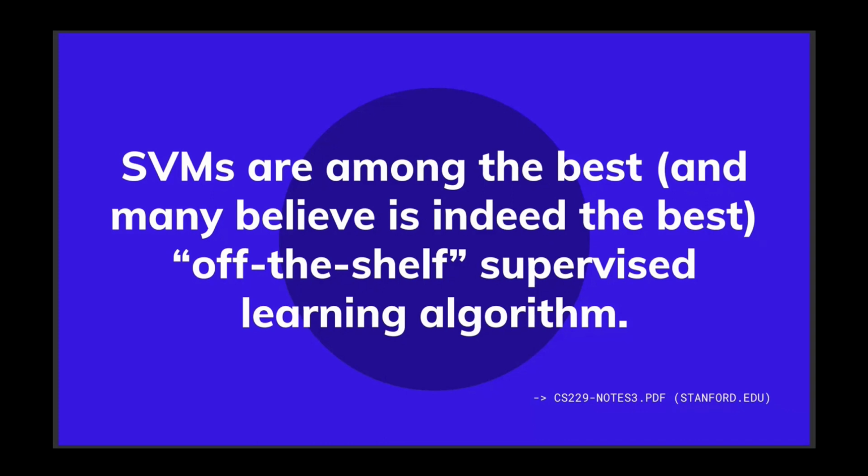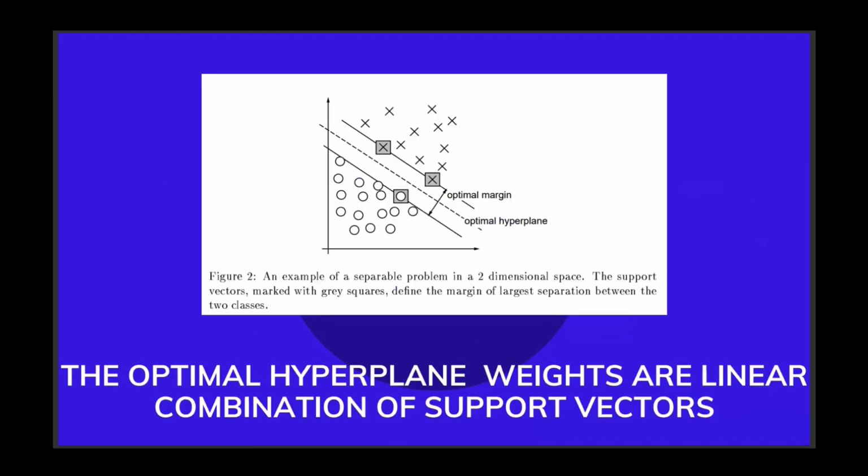And now this page, I will be coming back to this later to explain what I have written in the below line. The optimal hyperplane weights are the linear combination of support vectors. But first of all, what is an optimal hyperplane? So basically, as you can see in this figure, we are having two sets of data, the crossed ones and the circular ones. And this data can be divided into two parts by this hyperplane.